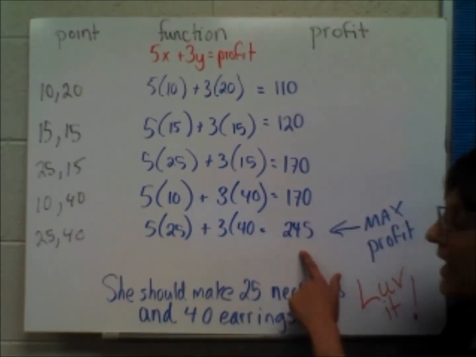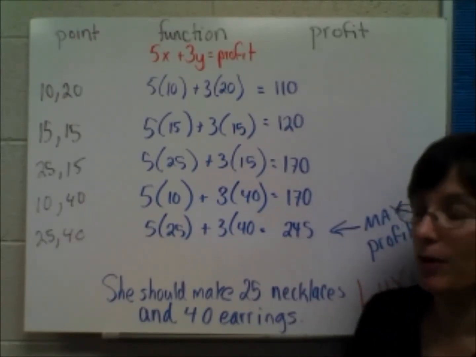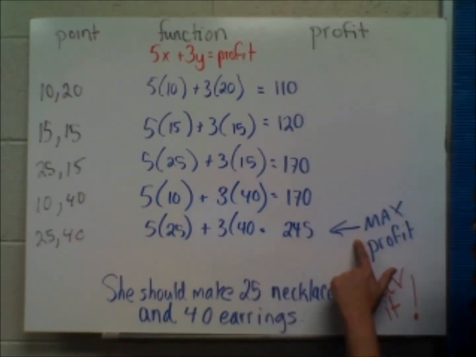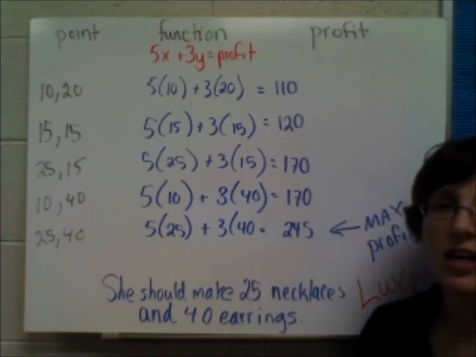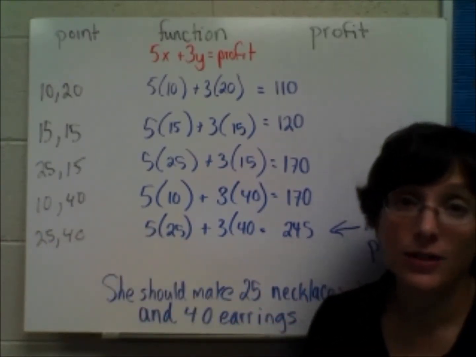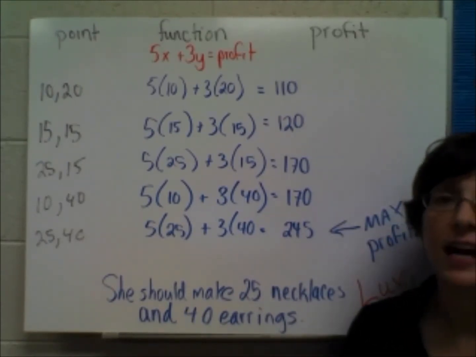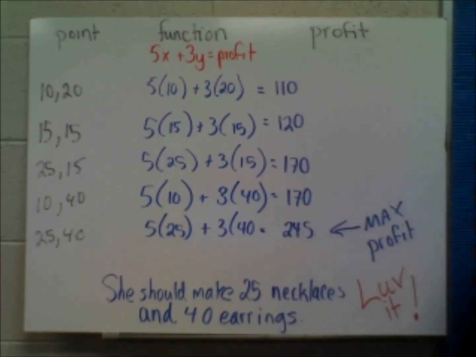In this case, the maximum value came at 25, 40 when she made the most of both. Surprise, surprise. Maximum profit was $245. So the last thing I had to do was take this point, 25, 40, and use it to answer the question. She should make 25 necklaces and 40 pairs of earrings. And we're done!